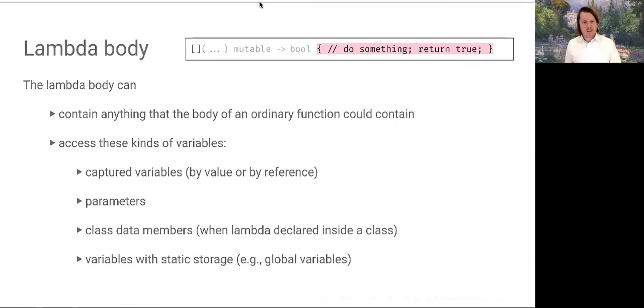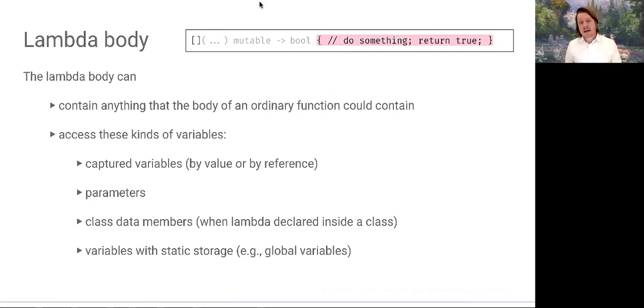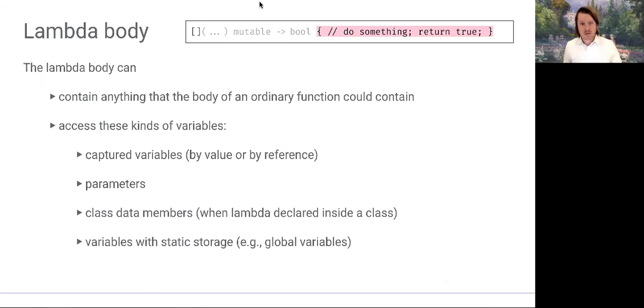Now finally, the lambda body. The lambda body can contain anything that the body of an ordinary function could contain. And it also affords access to these kinds of variables: any variables captured by value or by reference, the parameters to our lambda expression, as well as any class data members, provided this lambda function was declared inside a class somewhere, as well as variables with static storage, such as the global variables within maybe some sort of application.